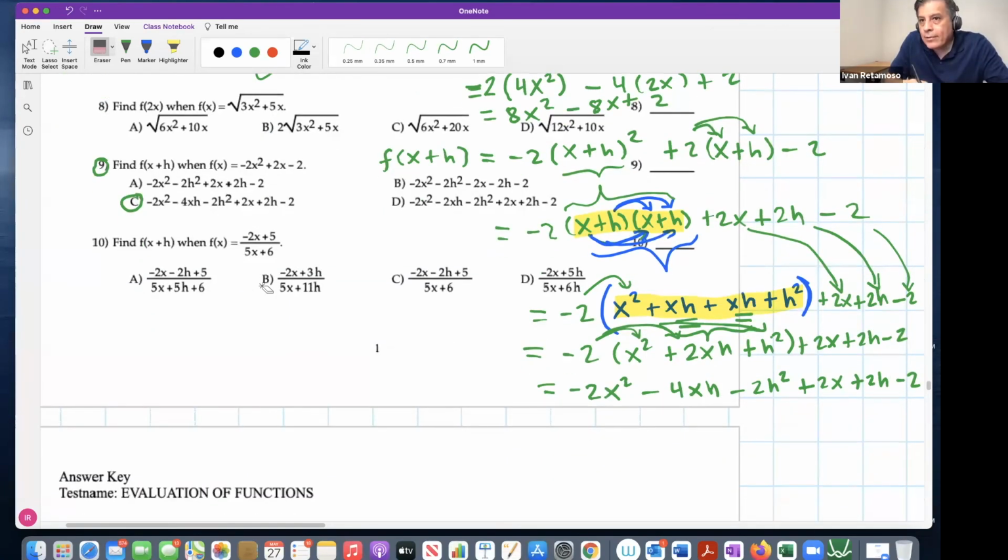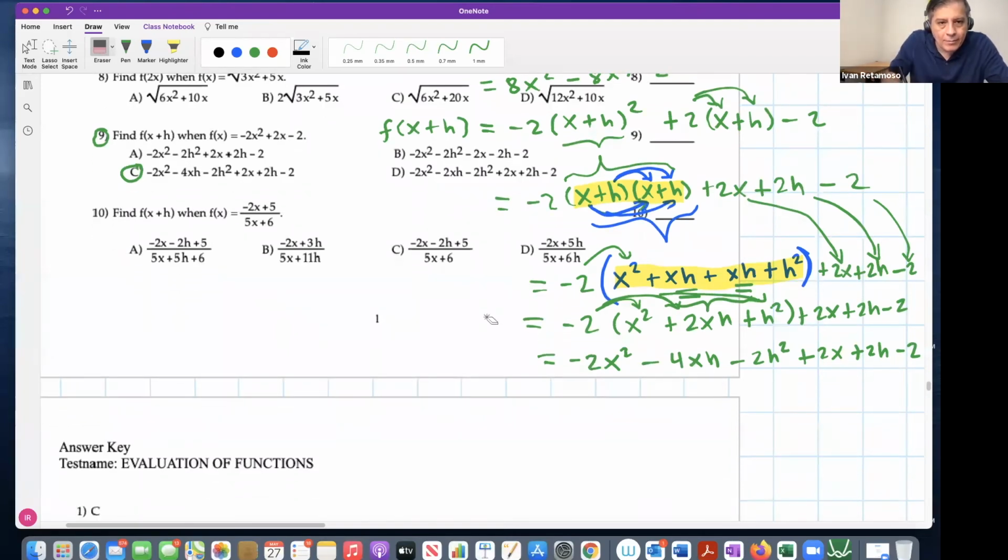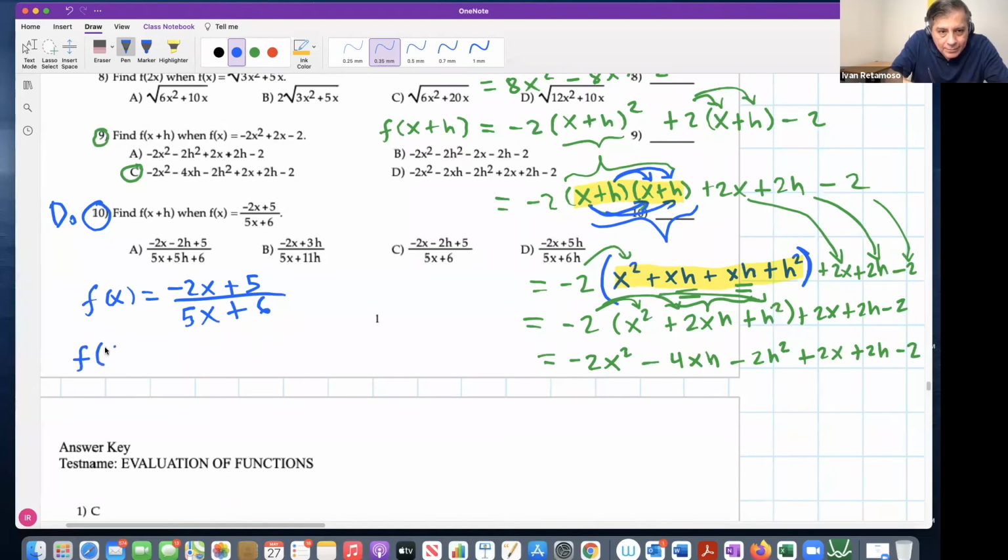Now I think we should go over the last part. But before we go over the last part, perhaps you should do this one. This is much easier, but you should do it. Try this. The function is this, minus 2x plus 5 over 5x plus 6. And they are giving you this challenge, find f of x plus h, right? And hint, wherever you see x, you should write instead x plus h, right?